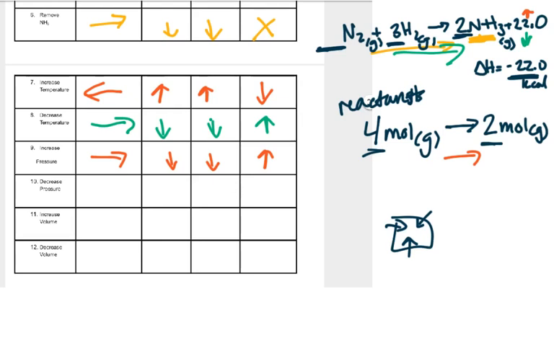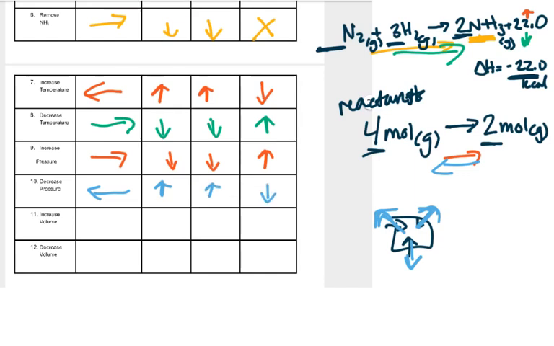Oppositely, if I decrease the pressure, so that means I'm letting off the pressure, right? The pressure is being let off. Then my molecules can spread out, and I can go towards the direction with more moles. So that, in this case, is toward the reactants. So that means my reactants will increase and my product will decrease.